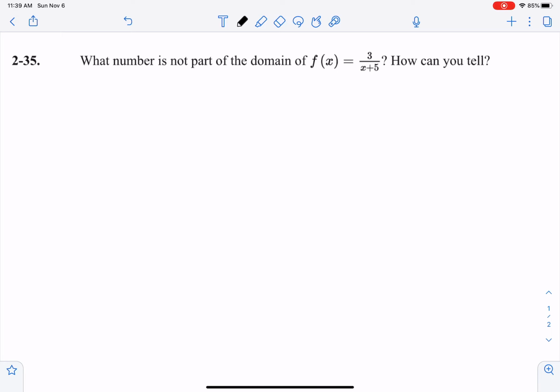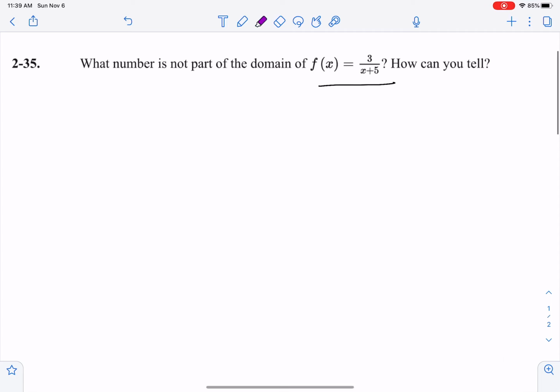In question 235, they're asking us what number is not part of the domain for this function. The reason we want to limit the domain in most cases is because we want to ensure that the denominator does not equal 0, because if the denominator is 0, then that is undefined in mathematics. So the goal here is to look at what would make the denominator, the x plus 5, equal to 0. And we want to exclude that value or those values from the domain.